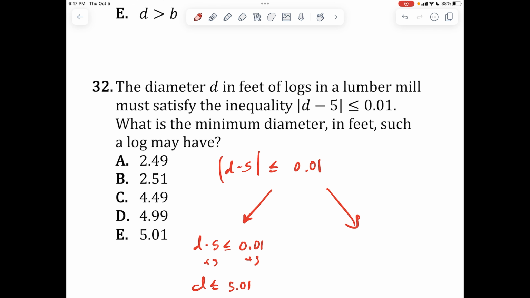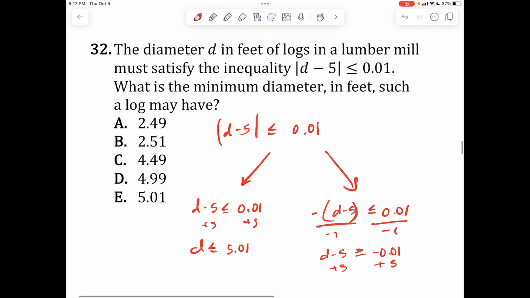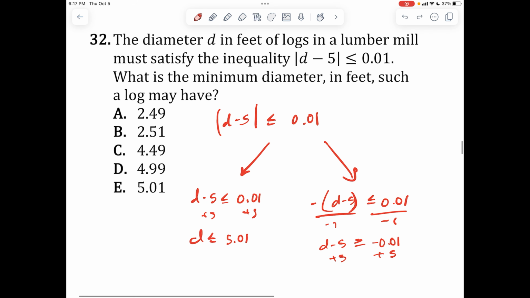The other one is where you take the absolute value brackets away, but then you replace them with parentheses and put a negative on the outside. So we're going to solve for d. So divide by negative 1. That's going to give you d minus 5 is greater than or equal to negative 0.01. Add 5 on both sides. And again, notice how the sign switches. That happens whenever you multiply or divide by a negative number for an inequality. So it's going to be d is greater than or equal to 4.99. So this is the minimum value.